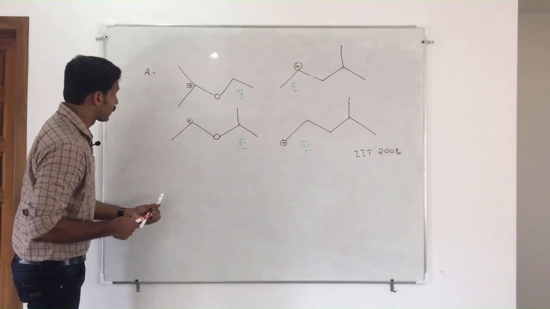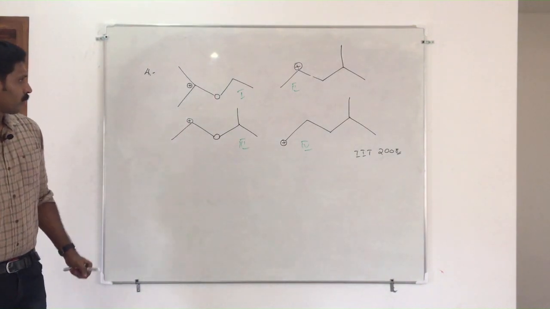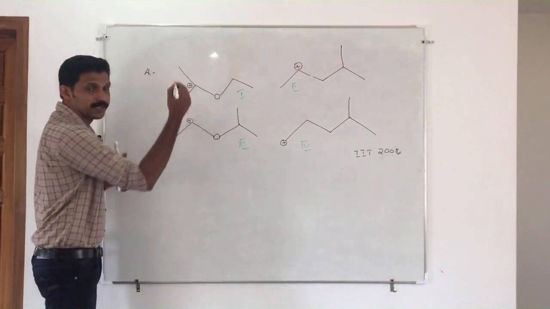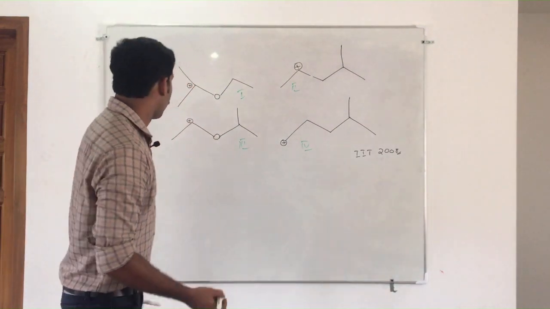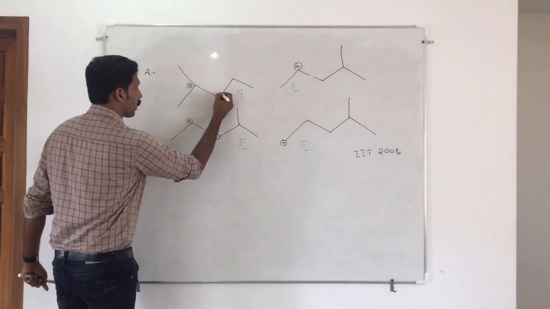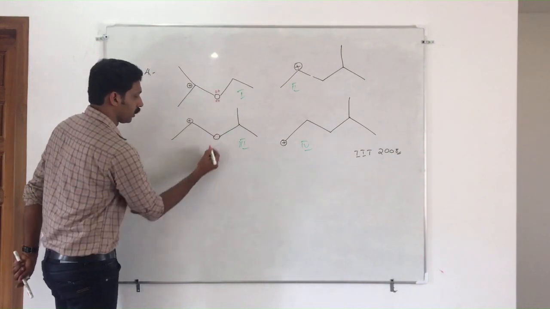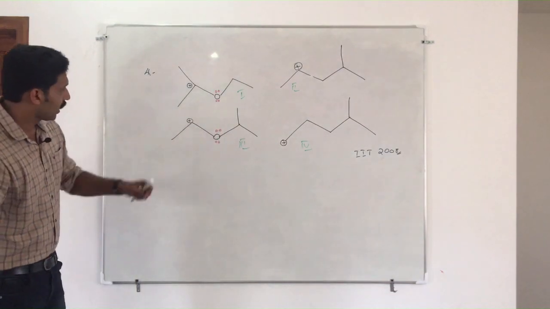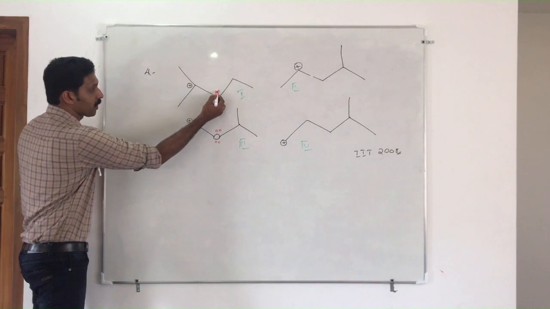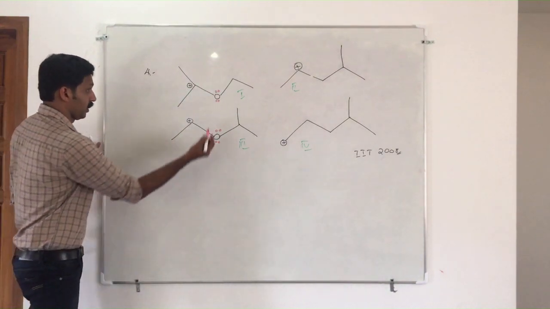Here you can see whether resonance is possible or not. Plus, oxygen is there. You know, the valence electron of oxygen is 6. Out of 6, 2 electrons take part in bonding, and the rest is there. Here again, oxygen. You can find that this lone pair is in conjugation with the plus. Therefore, resonance is possible.